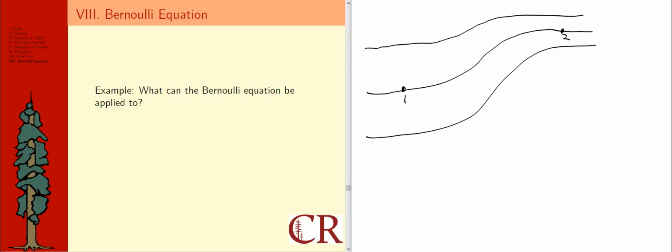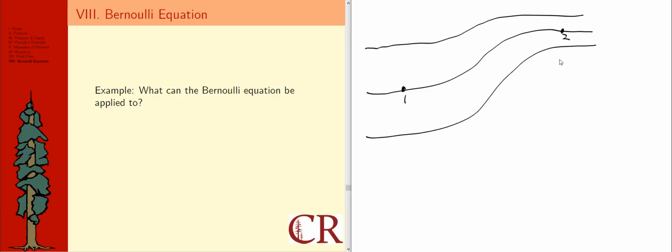That would be okay. But if instead somebody said, well, can I use this as a point 1 and then put point 2 on one of the other two flow lines? That, it turns out, is not okay. Strictly speaking, the Bernoulli equation applies to 2 points on the same flow line.